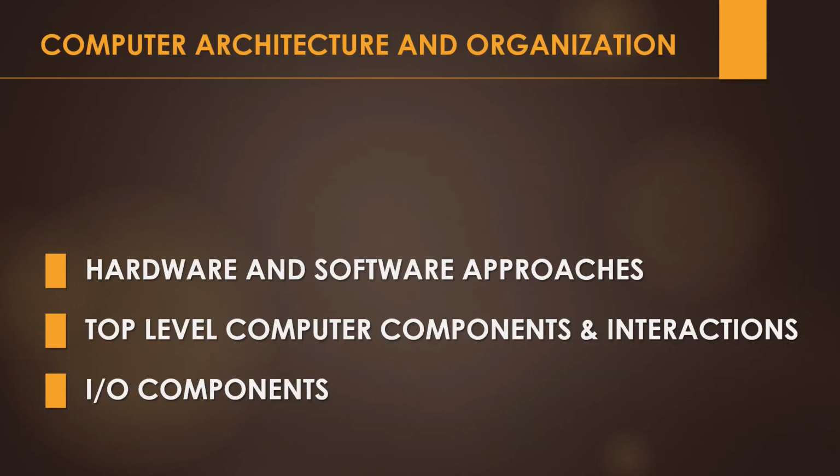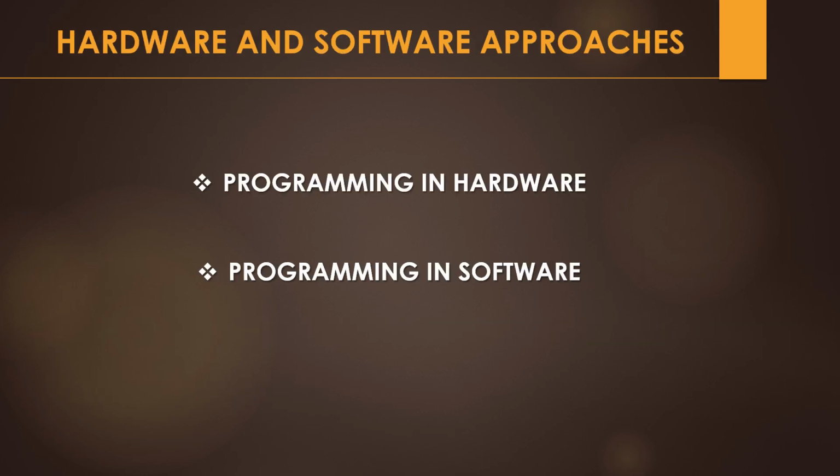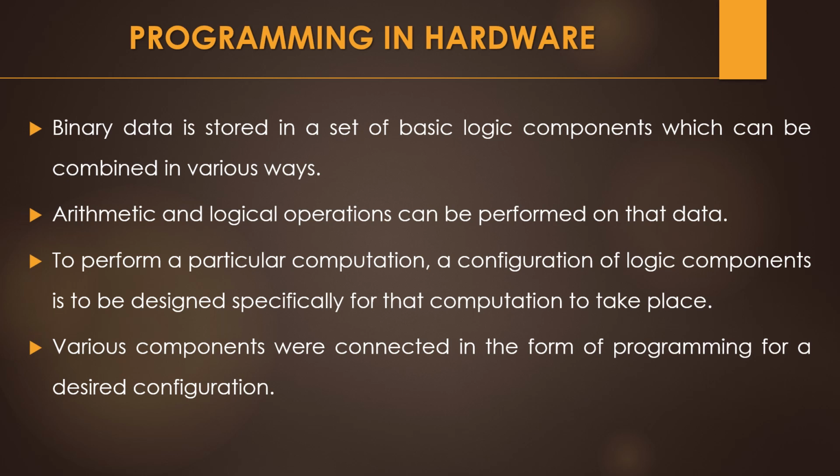In this video, let us have a look at hardware and software approaches, top-level computer components, and interactions of the CPU and I/O components. Hardware and software approaches. Here we have two types of programming. One is programming in hardware and the second one is programming in software. Programming in hardware. What is programming in hardware?